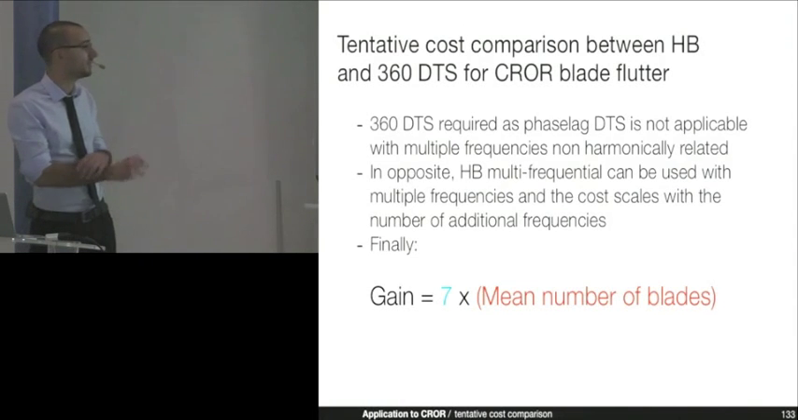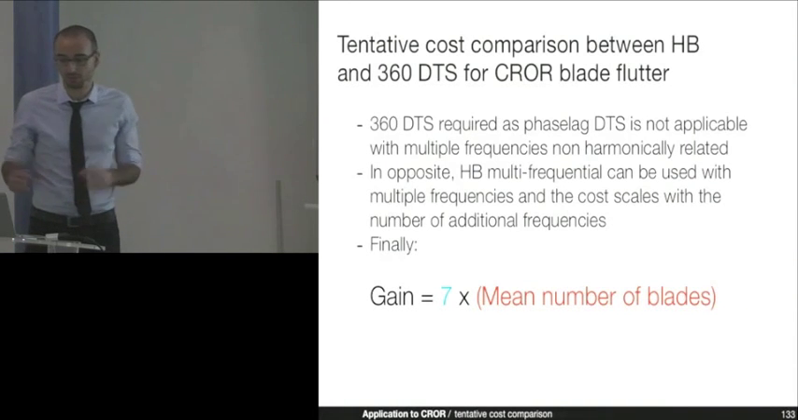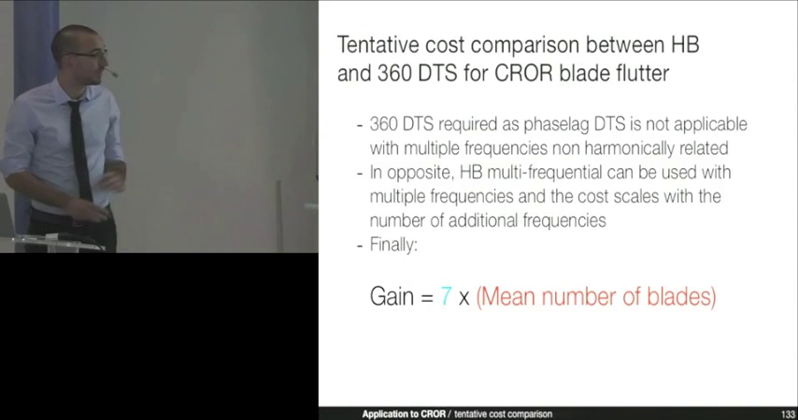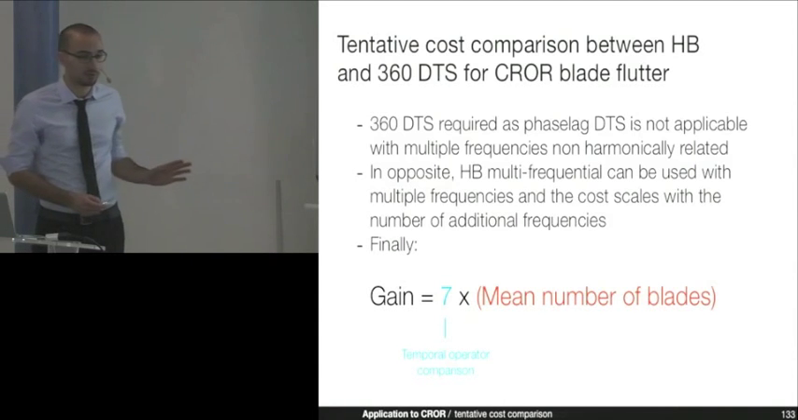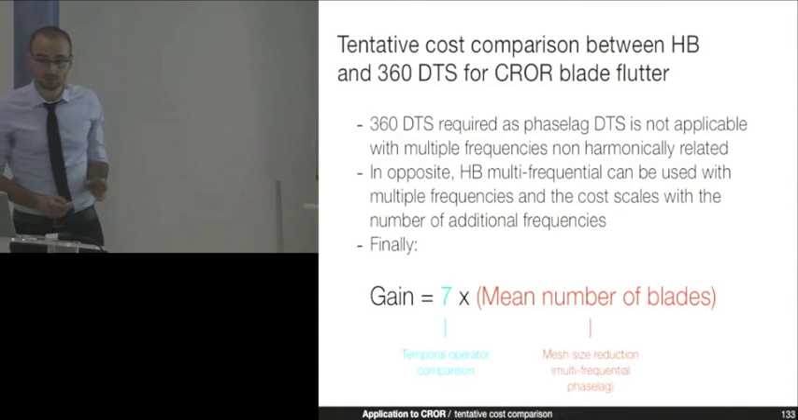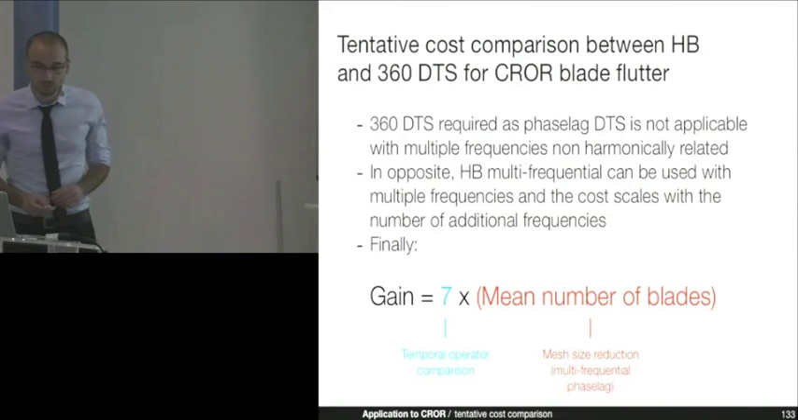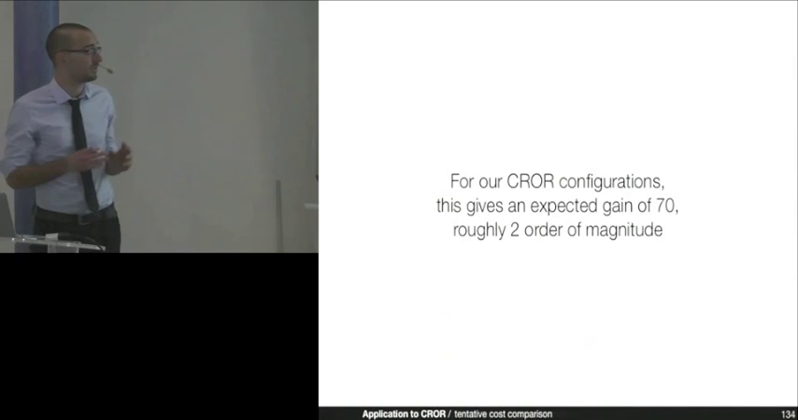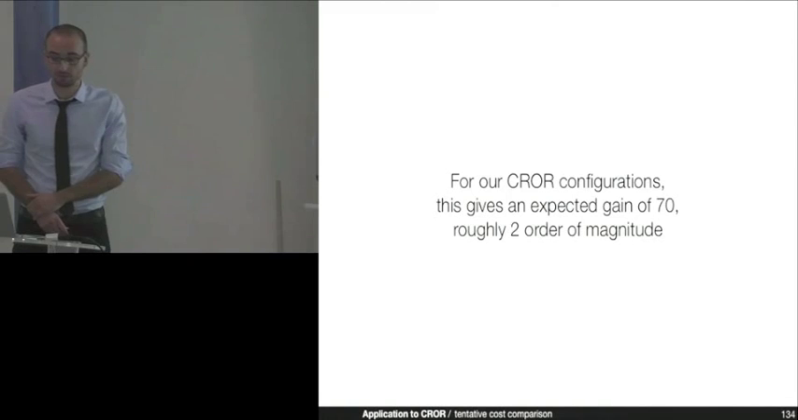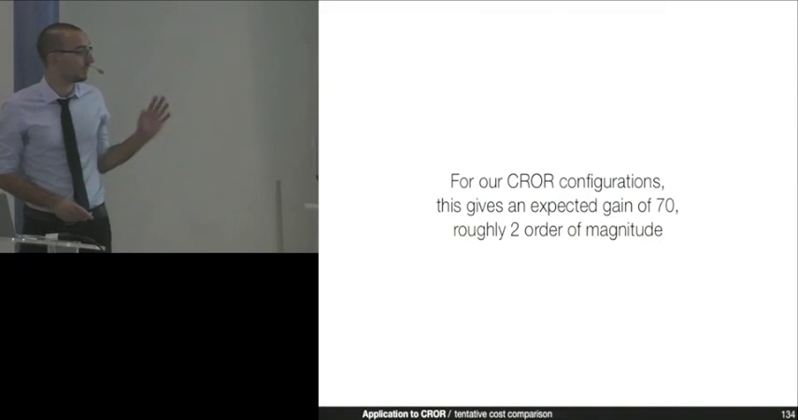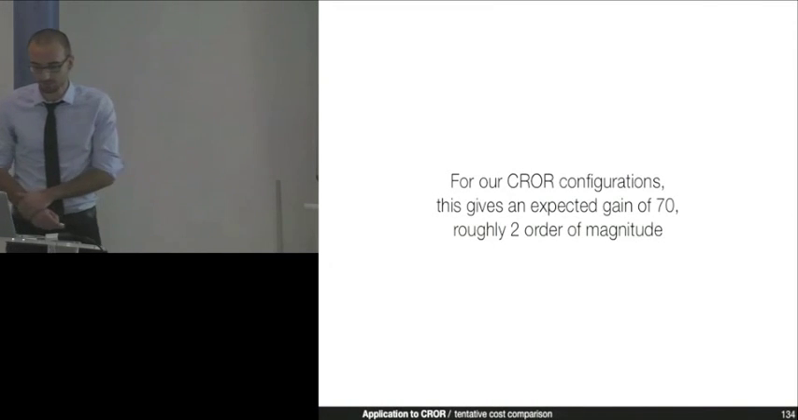So at the end of the day, the gain can be equal to 7, which is 6.6, or between 5 and 3 and 10. Well, this is one figure, multiplied by the mean number of blades, because 7 is the temporal operator comparison, and the mean number of blades is actually the mesh size reduction attributed to the phase lag approach. So for our CORRE configuration, this gives an expected gain of 70, which is roughly 2 orders of magnitude. But again, the DTS 360-degree has never been launched, so this is just an estimation.